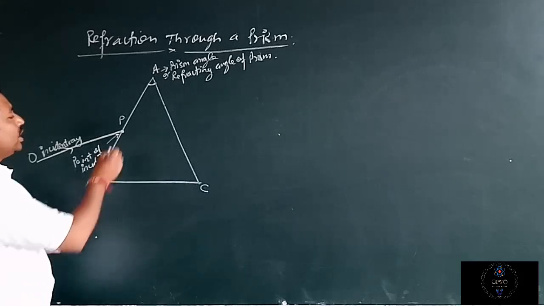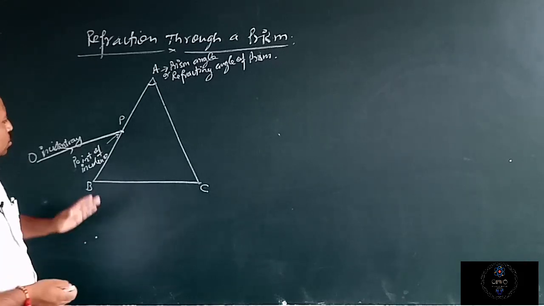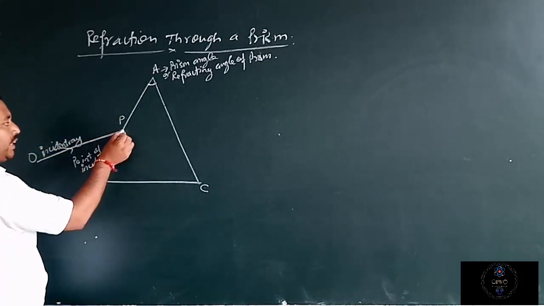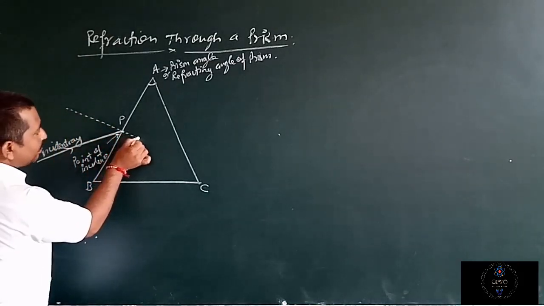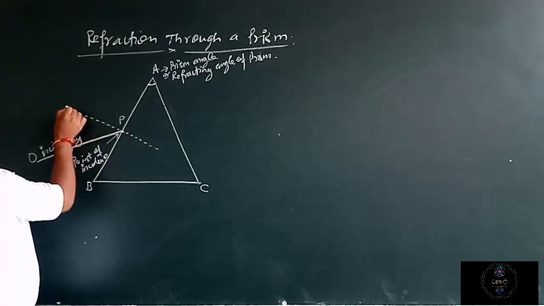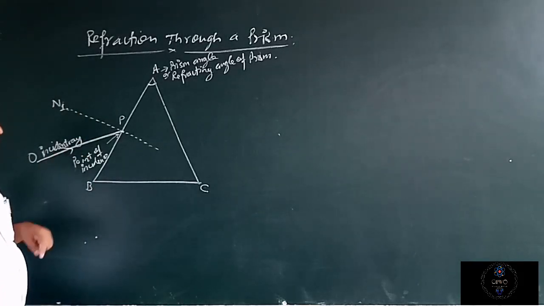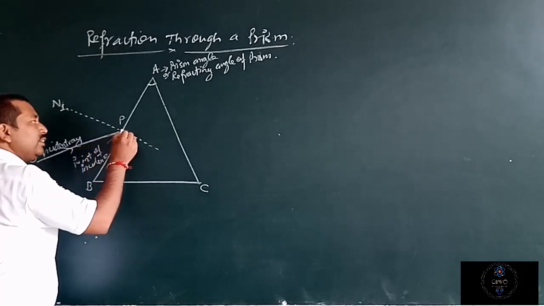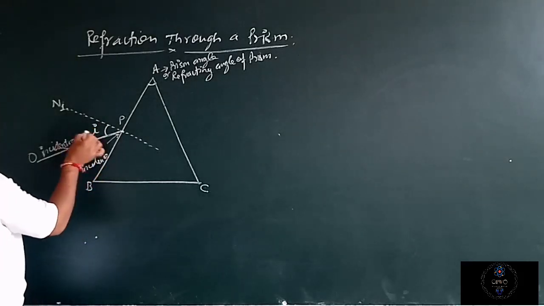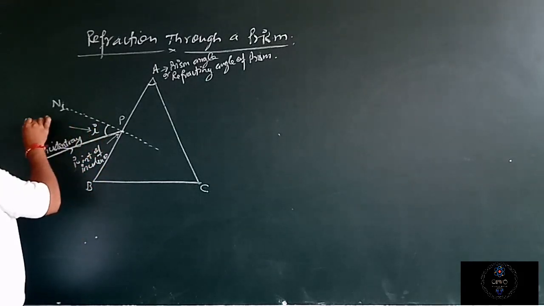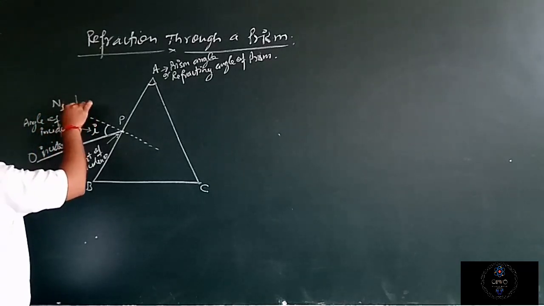So if we draw a perpendicular line to the face AB at this point, passing through this point, then this line is treated as the normal at this point. Suppose this one is N1, and the angle made by the incident light ray with the normal is the angle of incidence, and this one is the normal.